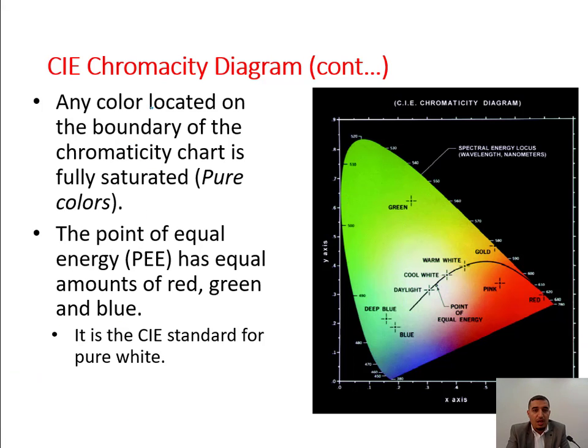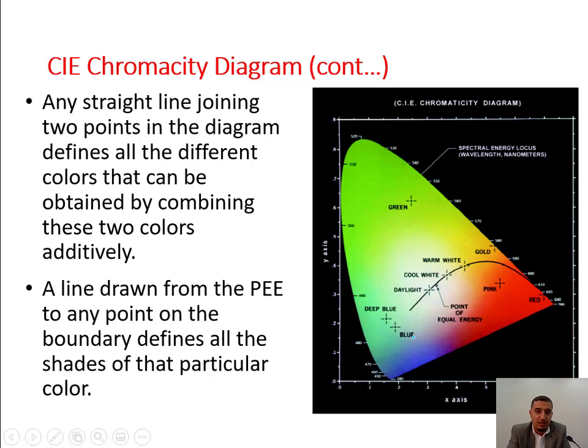Okay, so now any color located on the boundary of the chromaticity chart is fully saturated. So these colors on the boundaries are called saturated colors. The point of equal energy, PEE, has an equal amount of red, green, and blue, and this point, which is this point over here, is the center or the standard pure white. This is the pure white because it has equal amounts of green, red, and blue. It's almost in the middle.